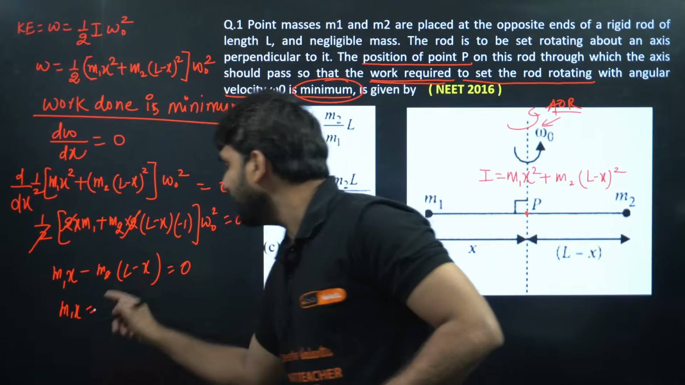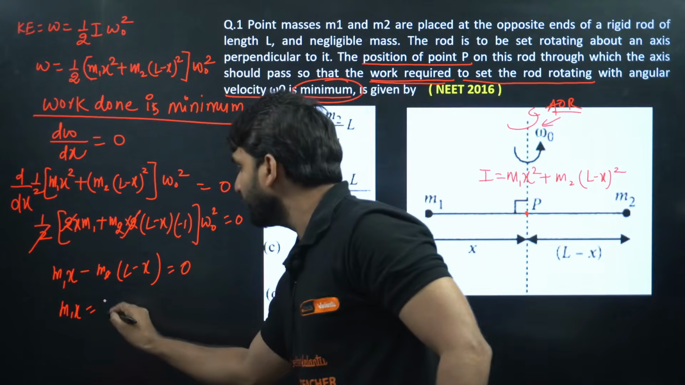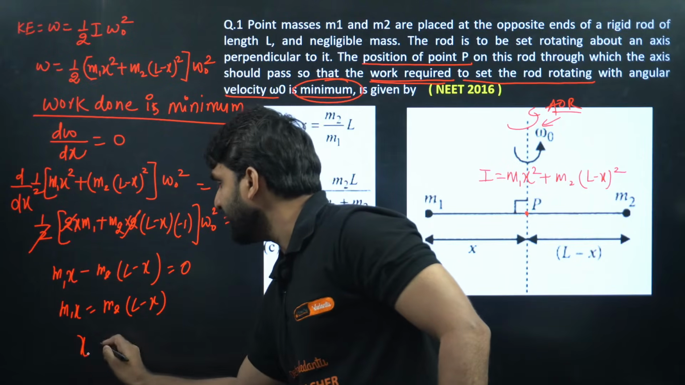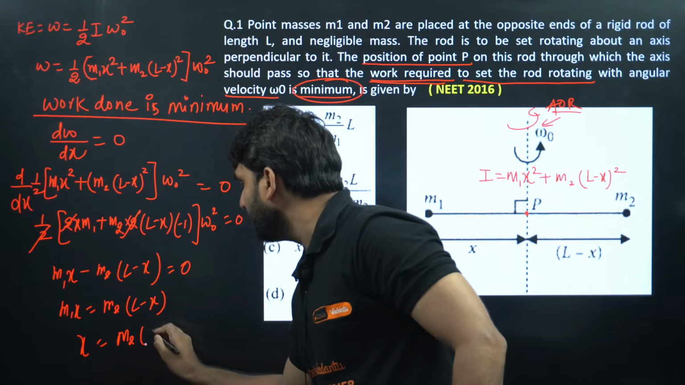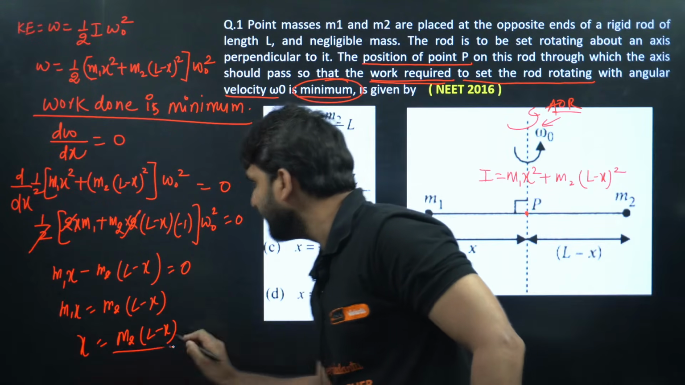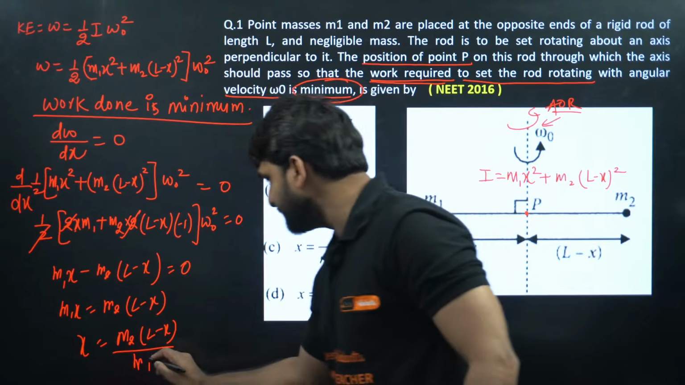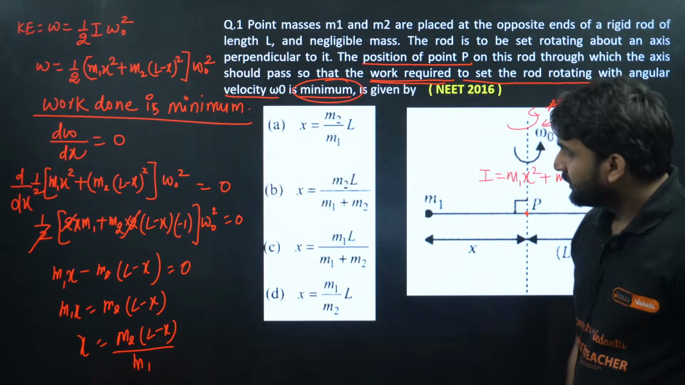m1 x will be equal to, this whole thing will go there. So m2 into L minus x. So x will be equal to m2 into L minus x divided by m1. So is any option there? Can we find any option?